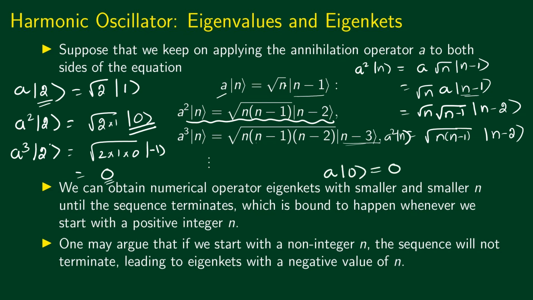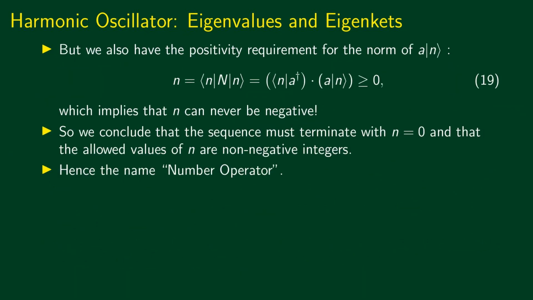So by applying a continuously, we can get eigenkets with smaller and smaller n until the sequence terminates. And this happens whenever we start with a positive integer n. But this sequence will not terminate if we start with a non-integer n, say something like 2.5. In this case, the sequence is not going to terminate, which means that there would be eigenkets corresponding to a negative value for n. Now the question is, can the eigenvalues n be negative, or can there be states corresponding to a negative value of n? And the answer is no, n cannot be negative.